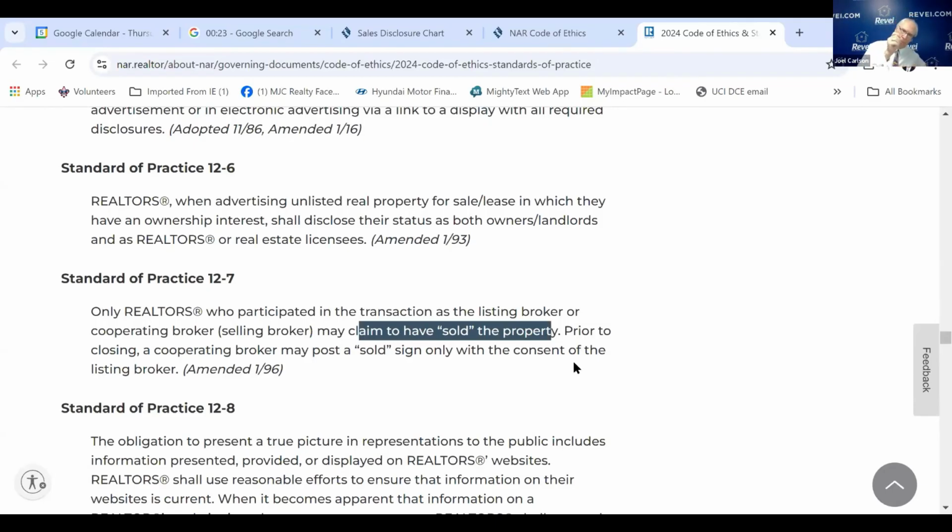If you didn't sell them or you didn't list them and you put out a postcard with that information on there, then you must disclose who did sell and who did list. So I'm a new agent. I want everybody to know I'm a new agent. And so I just take stuff off the MLS and put it in here. No, you're in violation of Standard of Practice 12-7.